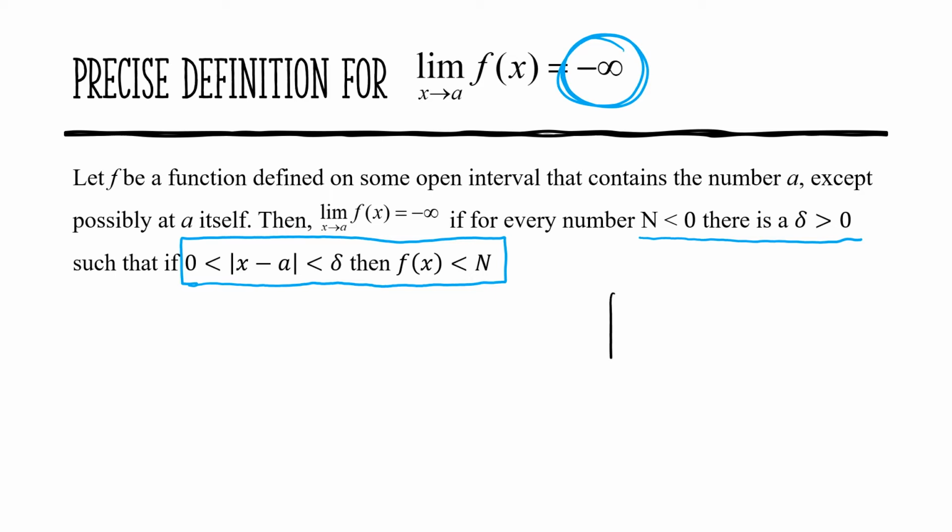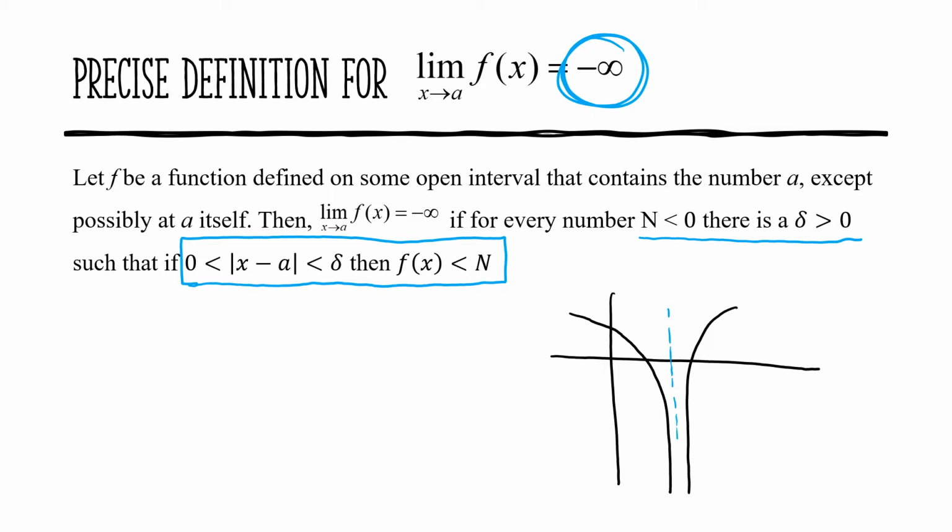So graphically, if we have some sort of function that approaches negative infinity as x approaches a, then we can always find some sort of band, I should have drawn this a little bit better, such that we have an n where f of x will be less than n.